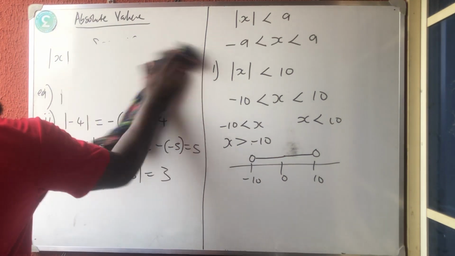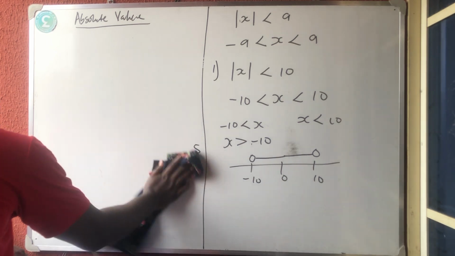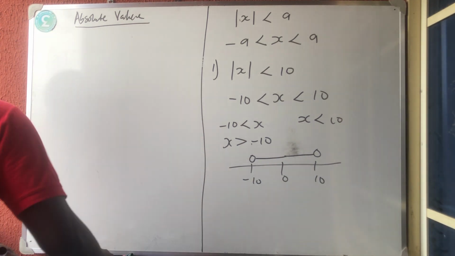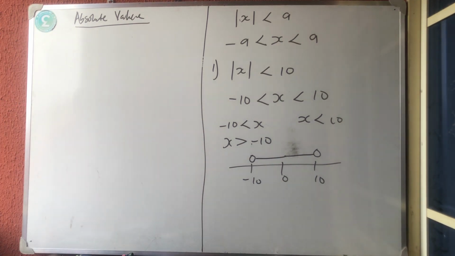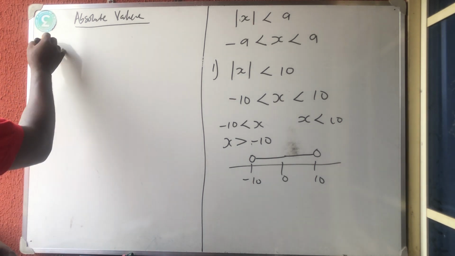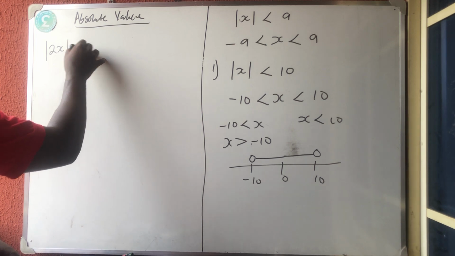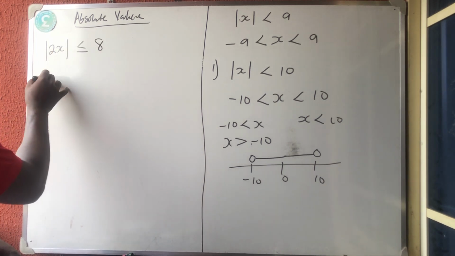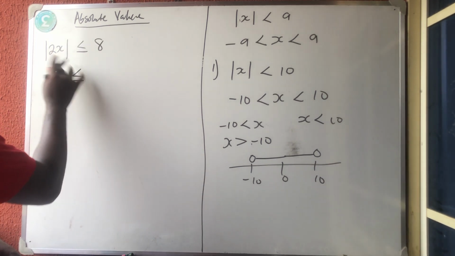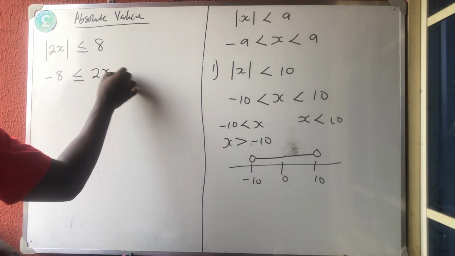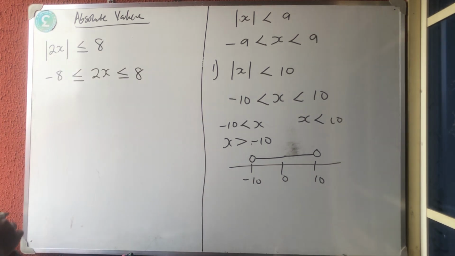So let's solve more questions on that. Absolute value means it must be positive. If it's positive, it's positive. If it's negative, it will be positive as well. So absolute value of 2x is less than or equal to 8. Start from here. Minus 8 is less than or equal to 2x, which is less than or equal to 8. That's how to remove absolute value.